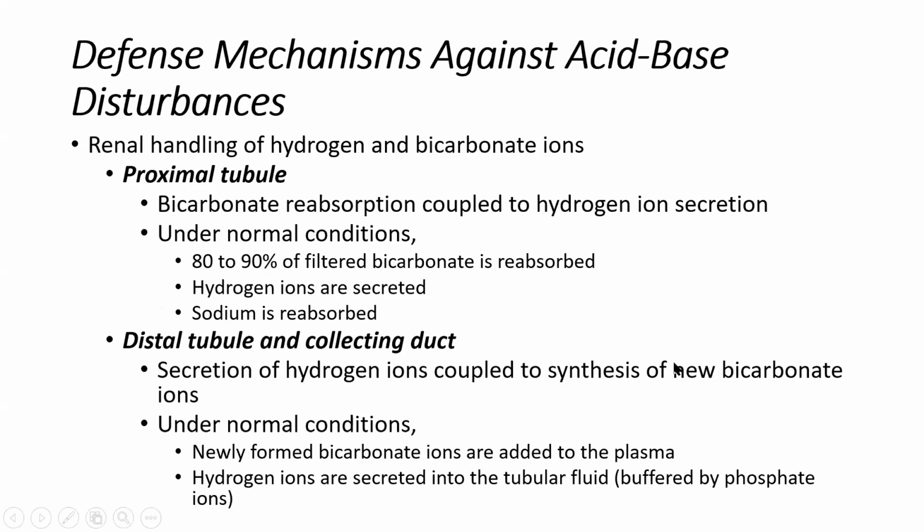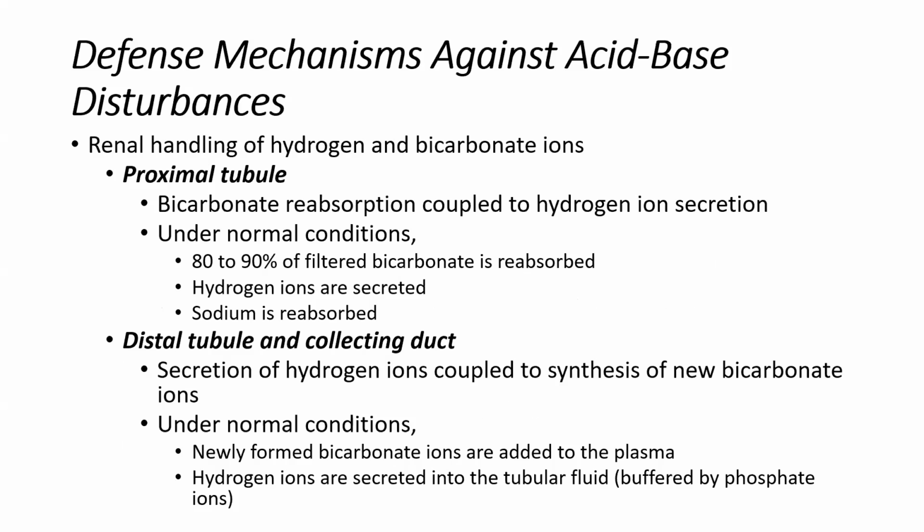So let's look at what happens in the proximal tubule. The mechanism in the proximal tubule is that the reabsorption of bicarbonate back into the plasma is exactly coupled to the secretion of hydrogen ions into the tubular fluid. And most of the filtered bicarbonate is reabsorbed. This is the way that the body prevents excess acidic states in the plasma.